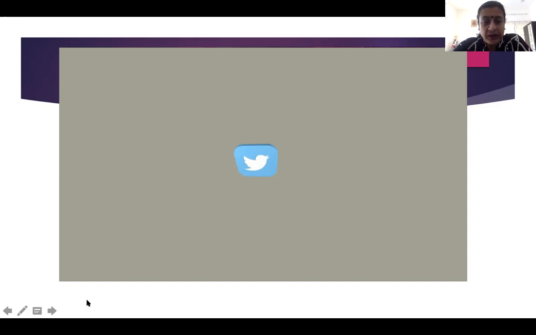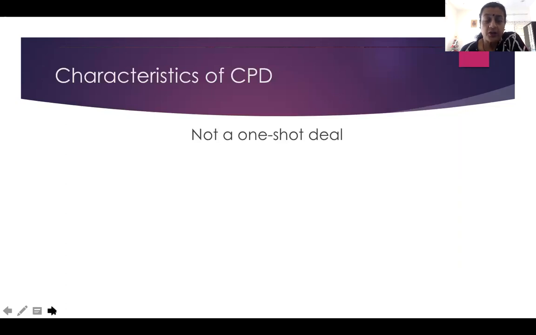And again, as the last person said, don't leave it till the end of March, just because now you have to submit your assignments or your CV. You start doing activities at the last moment. So just make it a plan, keep it a continuous process and keep doing it day in and day out. That brings us to the characteristics of CPD. It's not a one-shot deal.